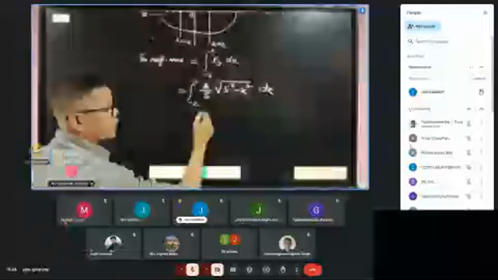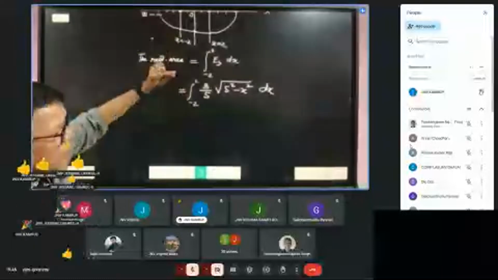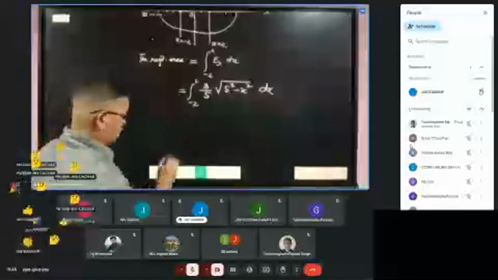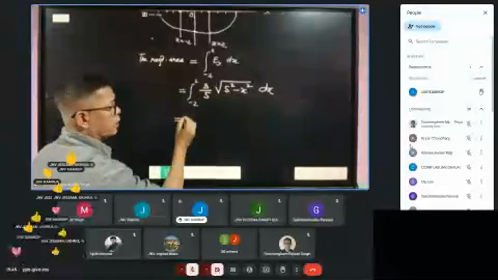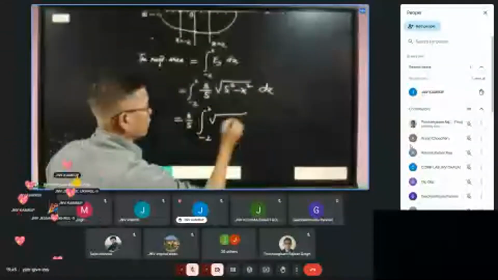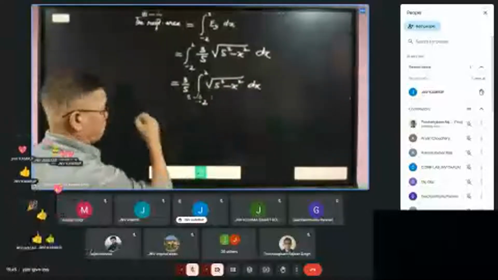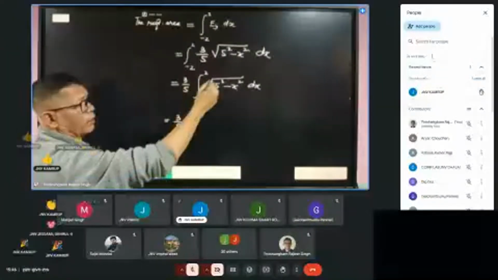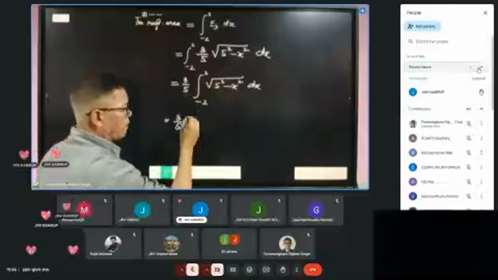After this, integration should be done using the formula I already mentioned. For the circle and ellipse, I already suggested one formula, and that formula is needed here. First of all, this is a multiple constant, and a multiple constant can be taken out from the integral symbol. You take it out, and then integrate root over of 5 square minus x square. For this, by that formula I already gave you, root over of a square minus x square, that formula should be implemented here.